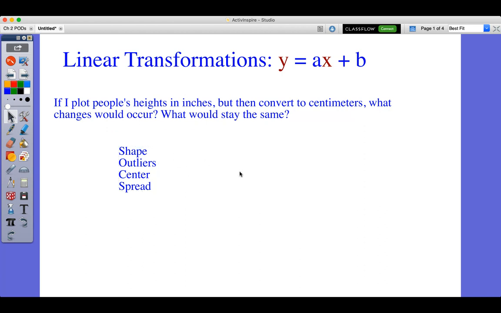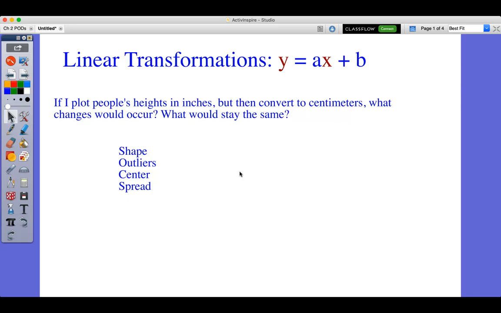Would the shape of my distribution change? If I have a classroom that is skewed right, when I just convert from inches to centimeters, would it all of a sudden be symmetric or skewed left? Would the shape change? If someone was an outlier when we measured them in inches, would they still be an outlier when we measured them in centimeters?